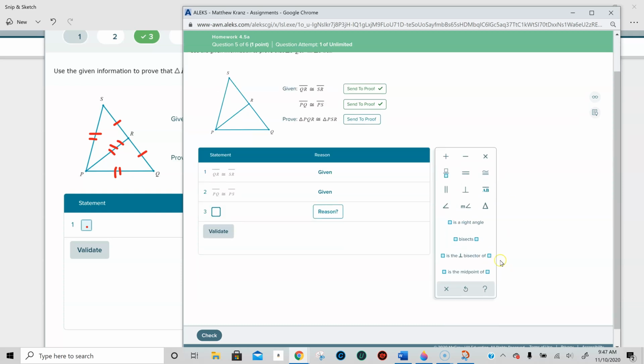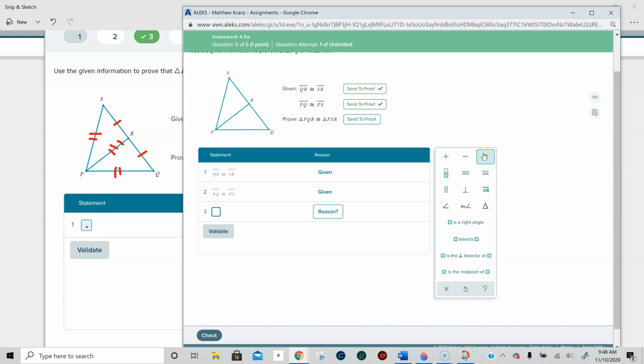I'm going to say that PR is congruent. Oh, sorry, I forgot the symbol. You have to hit this symbol to make it a segment. PR is congruent to, oops. When you do this, you hit the right arrow, and that gets it out of that box. PR. All right, let me show you that again.